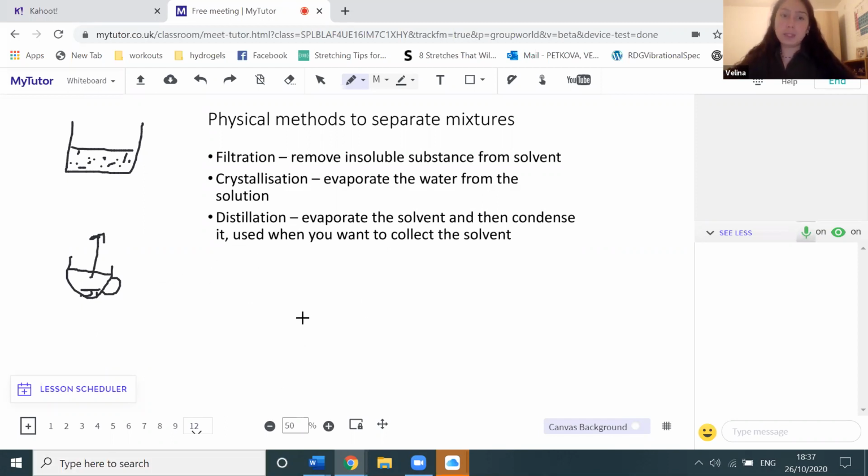So sometimes, say if we had salt in water, this is also dissolved. I'm sure many of you guys have seen salt dissolving in water. If we want to get our solid, but also keep our water, we would distill it. This means that the solvent is evaporated, but then we condense it. When we evaporate it, we turn it into gas. When we condense it, we turn it into liquid, and then we keep this solvent and collect it. Okay.